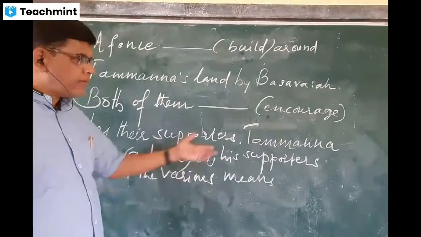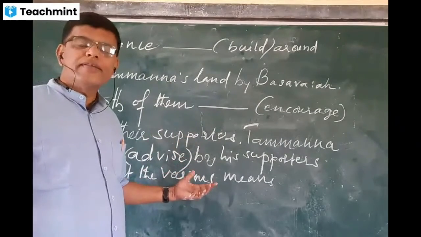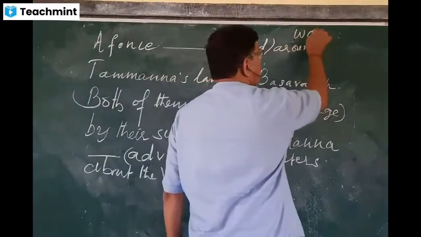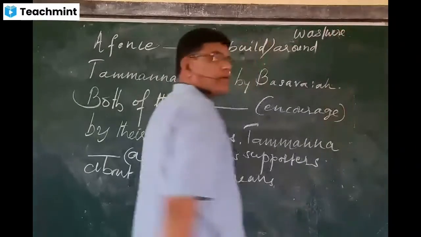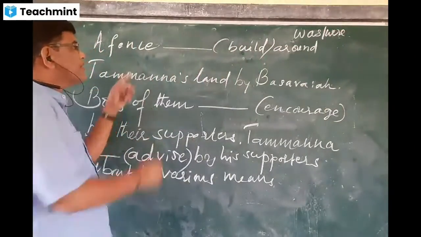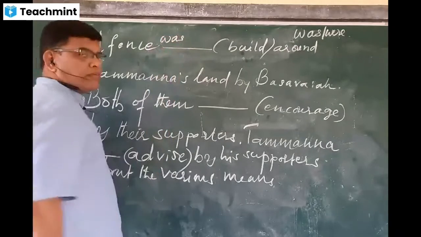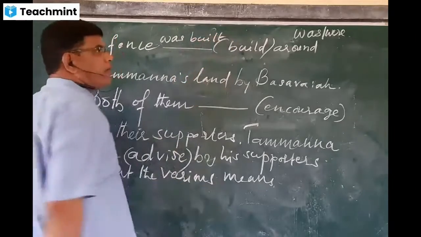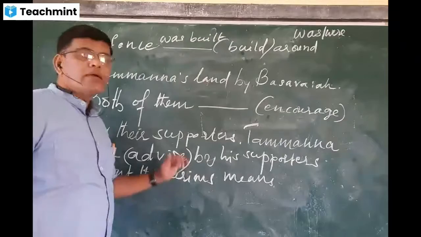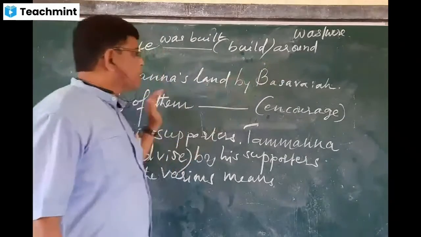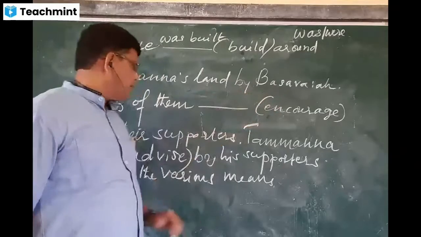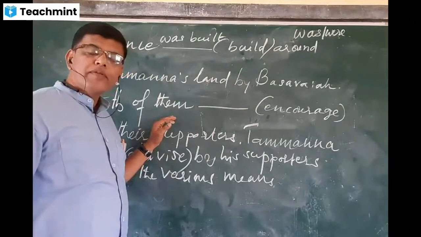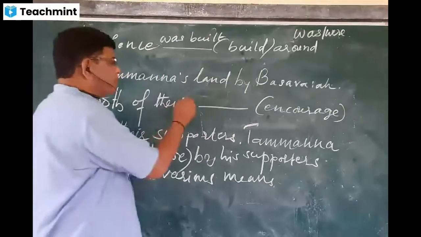What is the tense here? The tense is past. It is a story. Was, sir, was. Yes, in past we have two, was and were. Okay. A fence was built. Very good. A fence was built around Tammanna's land by Basvaya. Both of them. Is it plural or singular? Plural, sir.